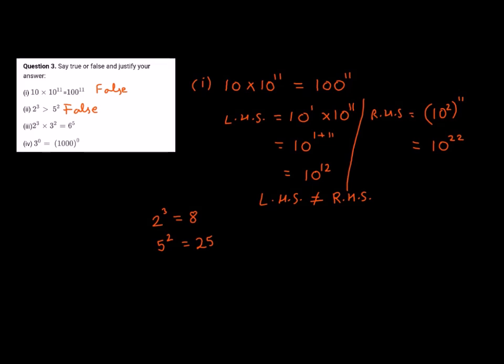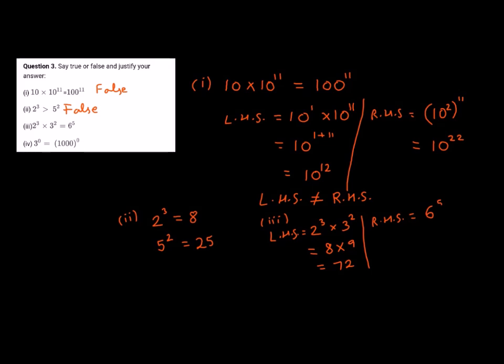The third part. In the third part, the left hand side is 2 power 3 into 3 power 2. Now here the bases and powers both are different, so we cannot use the law of exponent here. We have to find its value. 2 power 3 is 8 and 3 power 2 is 9. So the left hand side has value 72, and in the right hand side 6 raised to power 5.